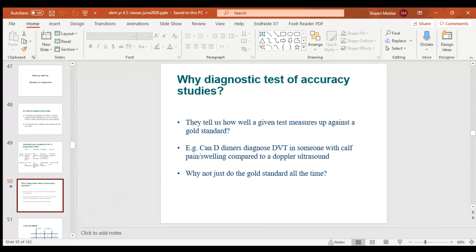Why not just do a Doppler ultrasound for everybody coming in with calf pain and swelling? What would you all say? All right, cost, expense, yeah. A Doppler ultrasound could be kind of expensive. A Doppler ultrasound is about $700 to $800. Kind of pricey.